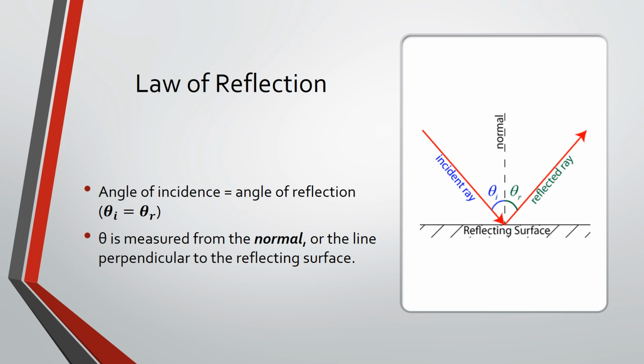The law of reflection is the equation that you will be using the most during this lab. And it simply states that the angle of incidence equals the angle of reflection. Now theta, your angle of incidence or your angle of reflection, is measured from the normal, or the perpendicular line to the reflecting surface. It is very important that you remember that theta I equals theta R and that they are measured from the normal. You will be doing this quite a bit during the lab.